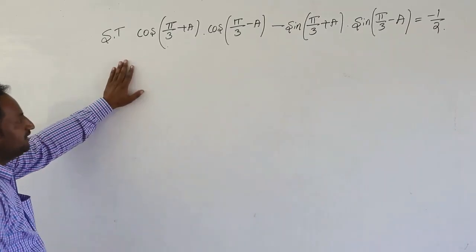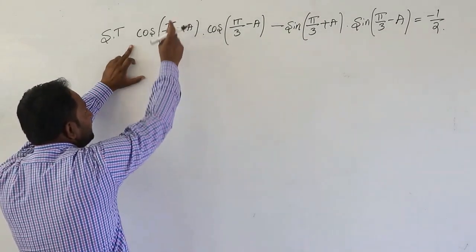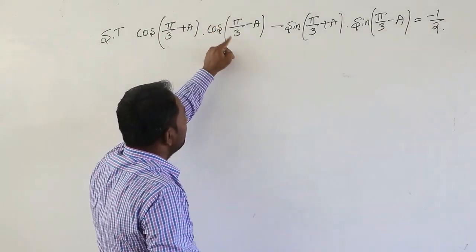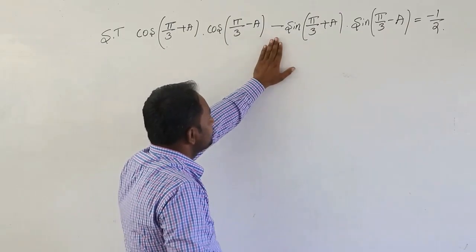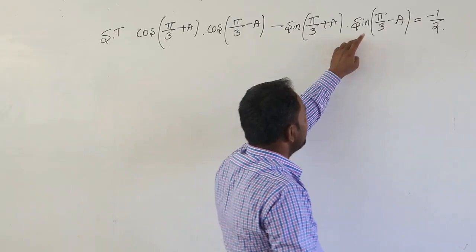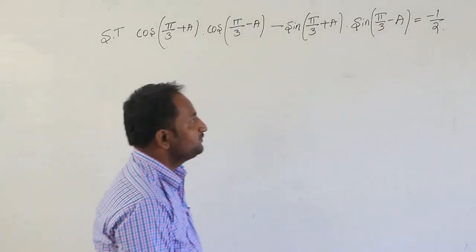Okay, similarly, again we can take another problem: cos of pi by 3 plus a into cos of pi by 3 minus a minus sin of pi by 3 plus a into sin of pi by 3 minus a is equal to minus 1 by 2.